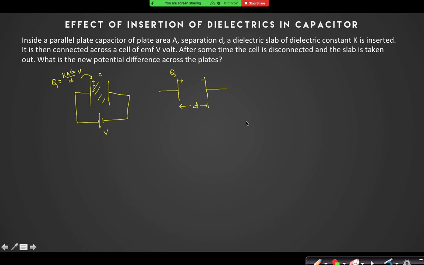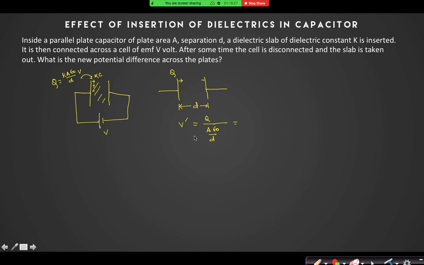So now what is the potential difference? The potential difference is equal to that charge divided by the capacitance. Now what is the capacitance? If I have taken the dielectric out, then what is the capacitance of that system? It is only C, not K into C now. Earlier it was K into C, now it is only C, A epsilon by D only. So that should be your answer.